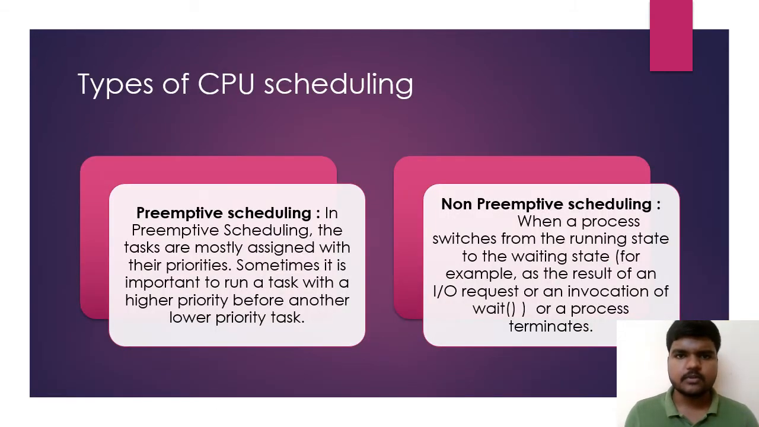Types of CPU scheduling. There are two types of CPU scheduling: preemptive and non-preemptive. In preemptive scheduling, the tasks are assigned priorities, so higher priority tasks get executed first before the lower ones. In non-preemptive scheduling, a process is switched from the running state to the waiting state only as a result of an IO request, invocation of a wait function, or when the process terminates.